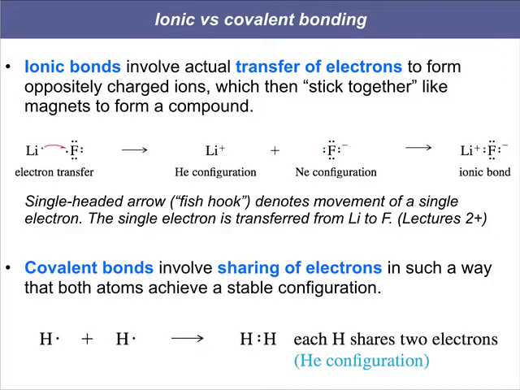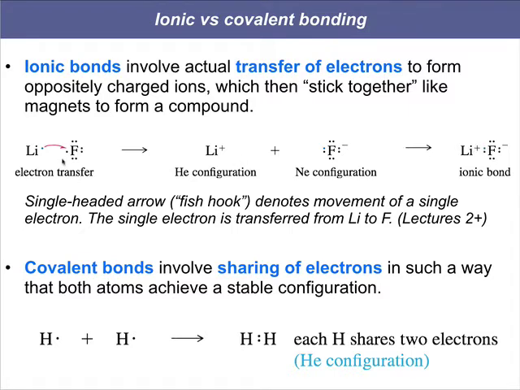Ionic bonds involve actually transferring electrons from one atom to another to generate ions of opposite charges, which then stick together like magnets, if you will, to form a compound. We just used sodium chloride as an example, but lithium fluoride is a similar example. Lithium has 1 valence electron, fluorine has 7. So by lithium giving up that electron to fluorine, we end up with a lithium plus ion, which is a helium configuration, and a fluoride minus ion that has a neon configuration. Those 2 ions will be attracted to one another, and they will make an ionic bond.